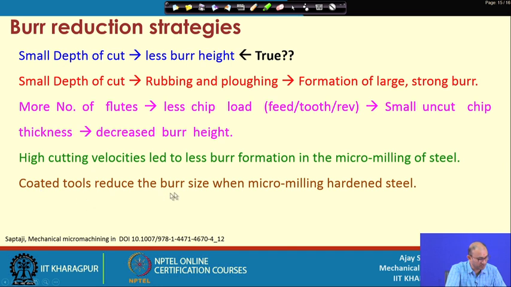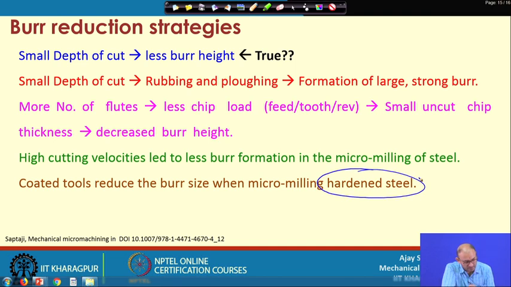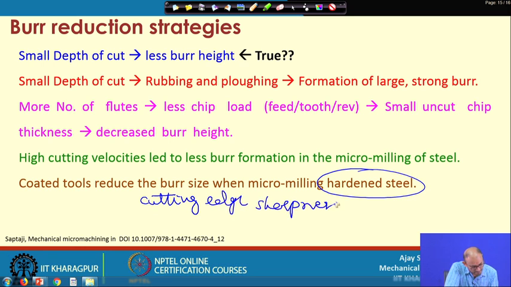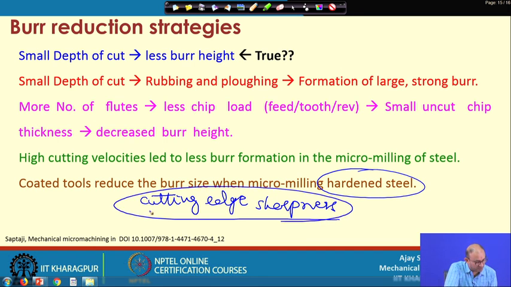Another thing, the coated tool reduces the burr formation in the micro milling of hardened steel, because we know that when you want to machine a hard material, you have to make sure that your cutting edge is very sharp. Cutting edge sharpness, right. This is important, because you have to play with this parameter, and you have to make sure that you retain this sharpness for a longer period of time.